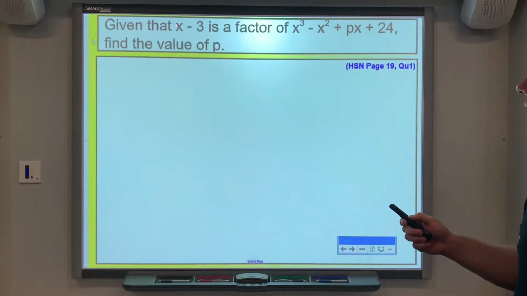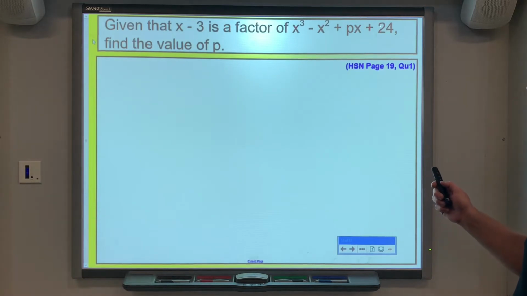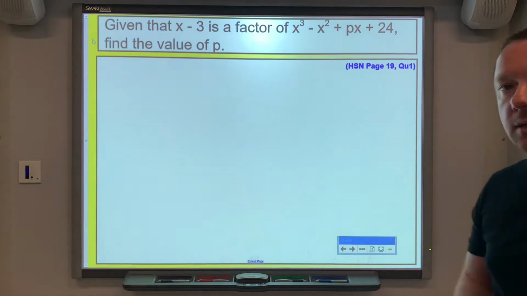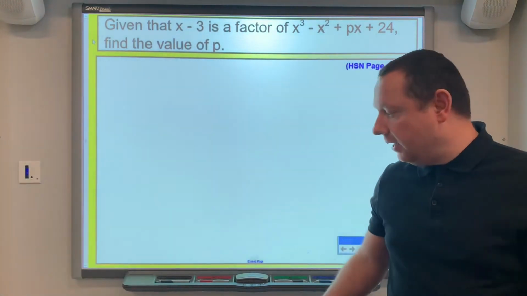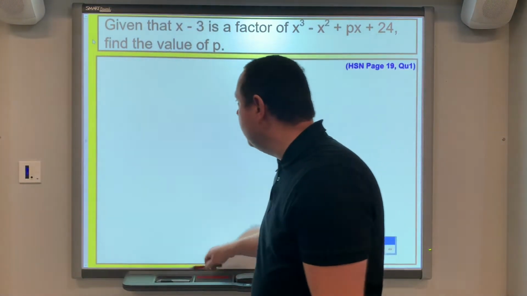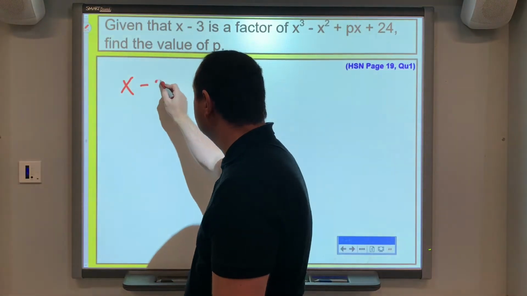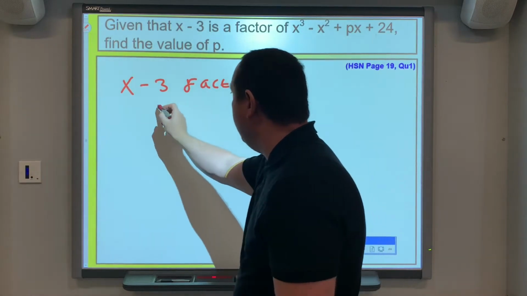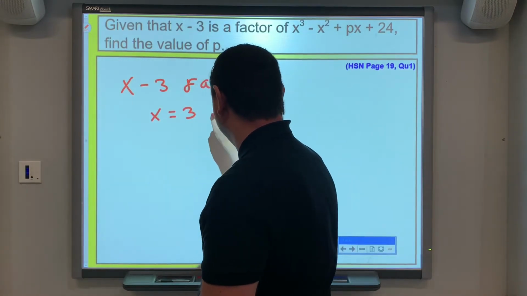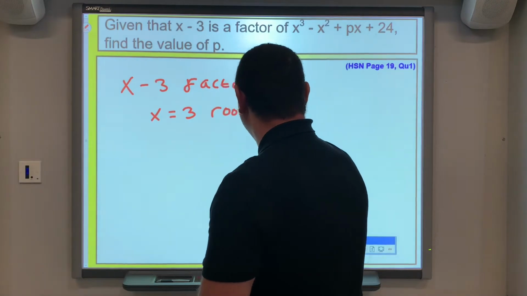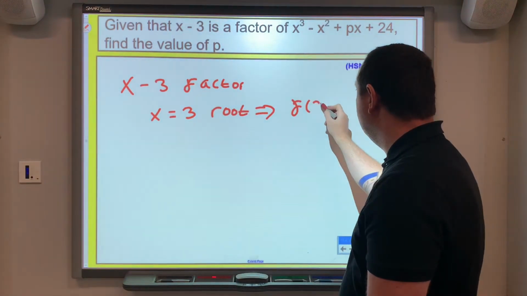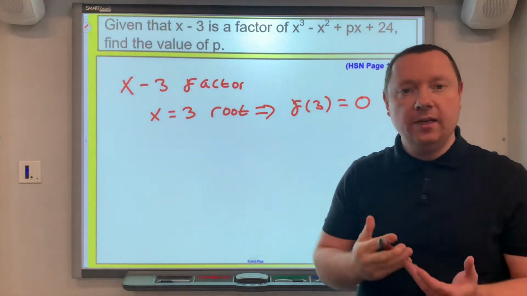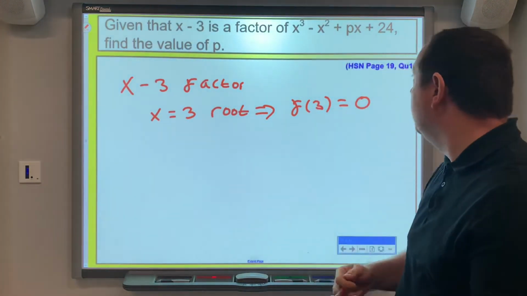Example one, given that x minus 3 is a factor of this polynomial, find the value of p, where p is in front of x. So a little reminder, if something's a factor, it means we know a root. If x minus 3 is a factor, then x equals 3 is a root, which means f of 3 will equal 0. So if we just substitute 3 into the equation and make it equal to 0, we will then be given an equation that we can solve.